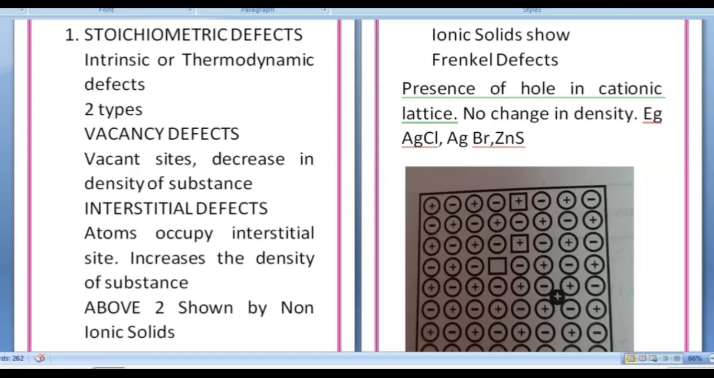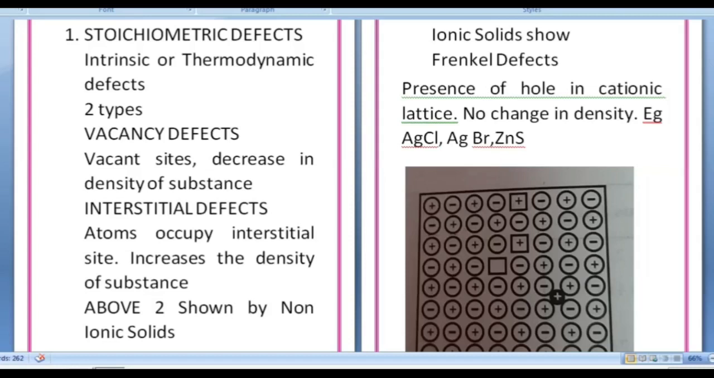They are of two types, vacancy defects and interstitial defects. Now, let's first discuss vacancy defect. Vacancy has been taken from the word vacant. Vacant means empty. Now, here the lattice sites are empty or vacant, resulting in a decrease in density of the substance because some of the ions have left the crystal. So, decrease in density of the substance, and this occurs basically due to heating.